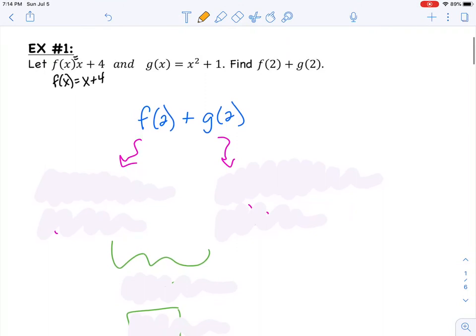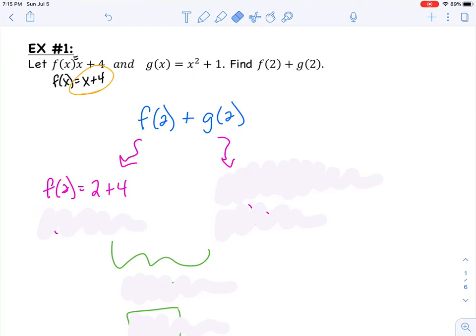Let me look at example 1 with you. It says let f of x equal x plus 4 and let g of x equal x squared plus 1. And it's going to ask us now to find f of 2 plus g of 2. And we've seen in the past how to evaluate a single function. Remember, f of 2 means that our independent variable x is really going to be replaced with a 2. So anywhere in my f function, wherever I see an x, I'm going to plug in a 2. So really, I end up getting 2 plus 4.